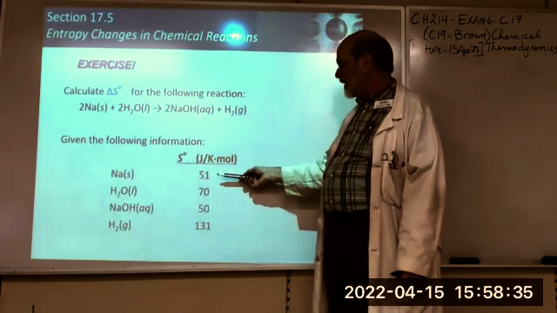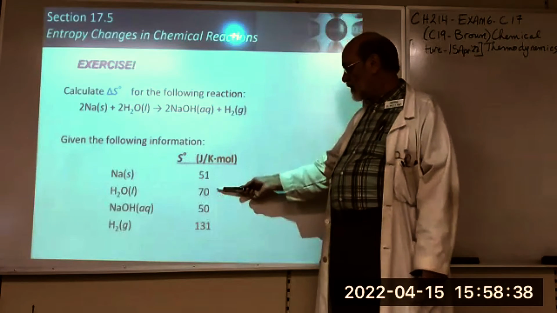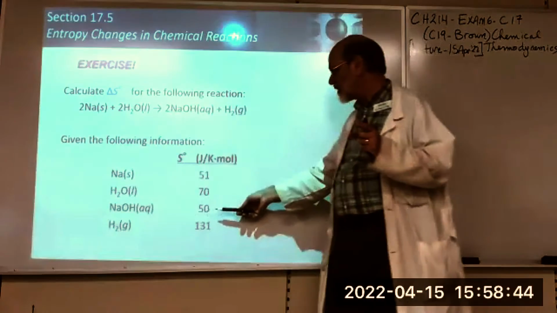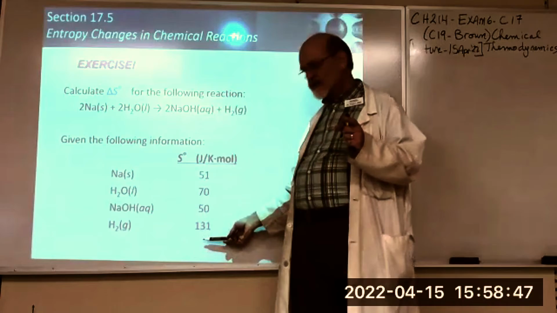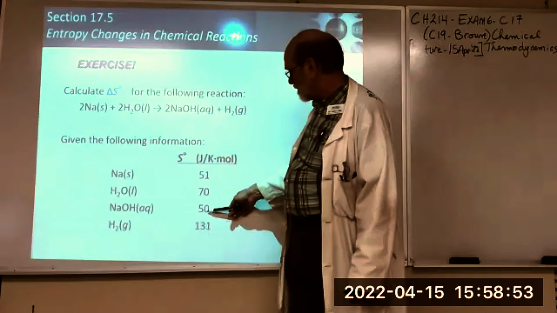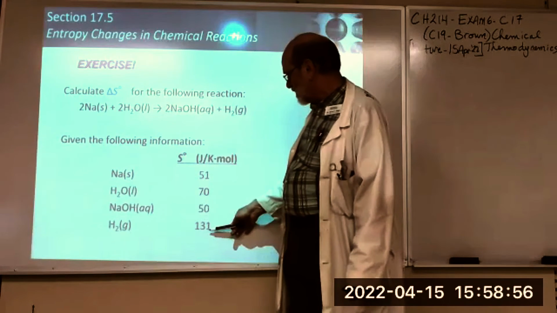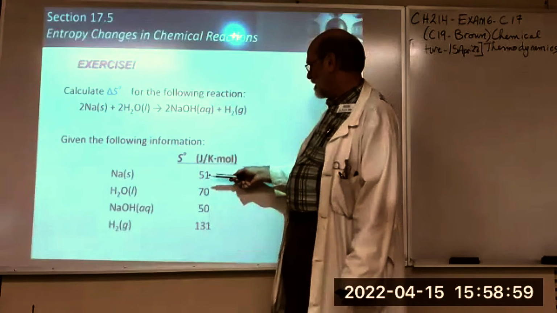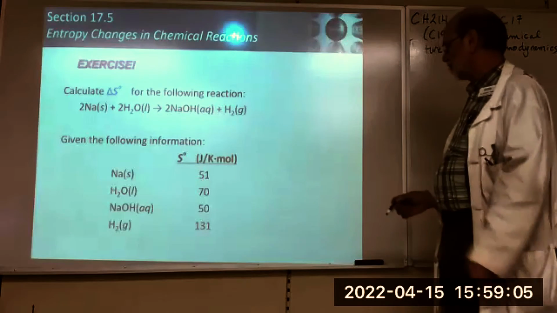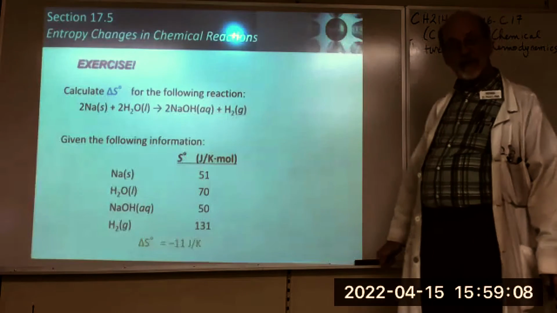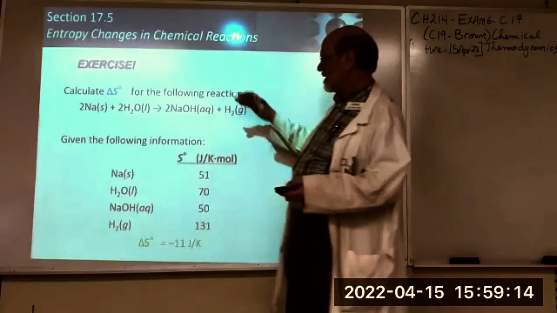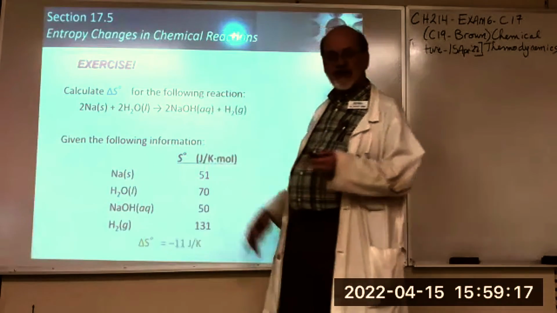So the standard entropy for sodium is 51. Water is 70, and the state matters: solid, liquid, aqueous. Sodium hydroxide is 50, and hydrogen gas is 131. So we would take 2 times this one, plus one of these, and then subtract 2 times that one, and 2 times that one. And we end up with a negative 11 joules per K. So that's the standard entropy for this reaction.